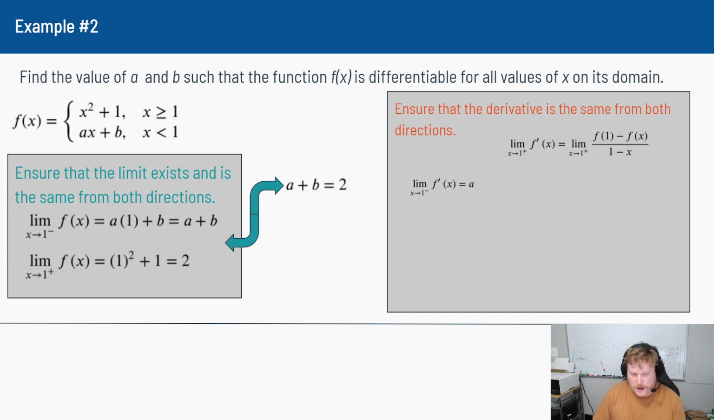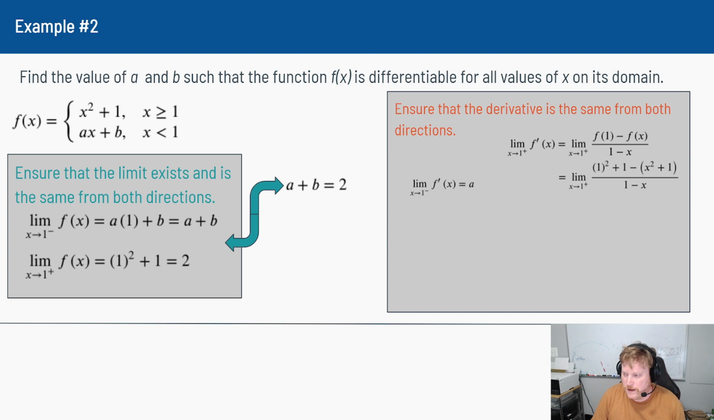Now from the right, we're going to have to use our definition of derivative, this form of the definition of derivative. And since we're coming from the right, that's going to look like the limit as x approaches 1 from the right of f of 1 minus f of x over 1 minus x. So again, we are sort of considering the point x equals 1, and we're bringing x closer and closer to 1 from the right side.